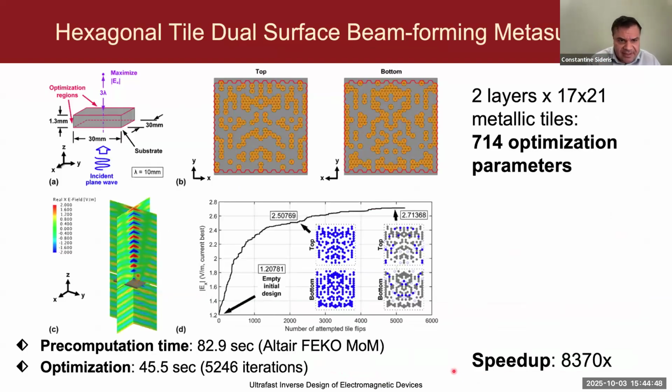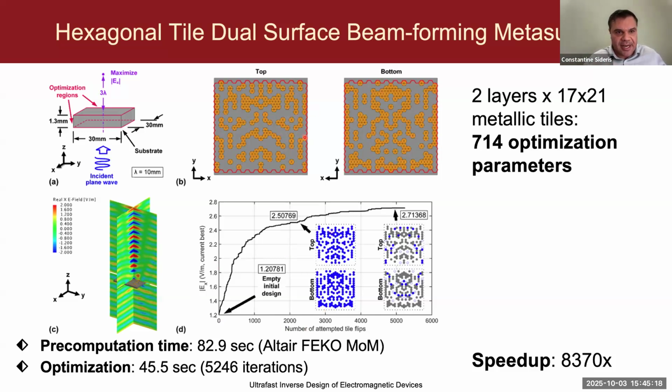So in terms of some additional results that we have gotten recently, this is to show that you're not limited to Cartesian tiles or square tiles or finite difference methods. Here we actually used a method of moments solver to do the precomputation to get the precomputation matrix. And we also showed that we can do multiple layers. The previous designs were single layer, but that was just based on the design examples that we had chosen.